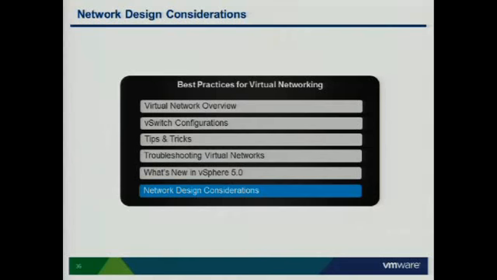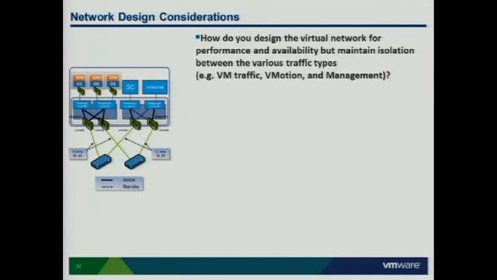So finally, I want to talk about network design considerations. So really what we're looking at is, how do you design the virtual network for performance and availability, and maintain the isolation between those various traffic types that we talked about earlier, like our VM traffic, our vMotion and management. So just remember, starting point, it depends. How many NICs do you actually have available on the server? And what are those required traffic types?